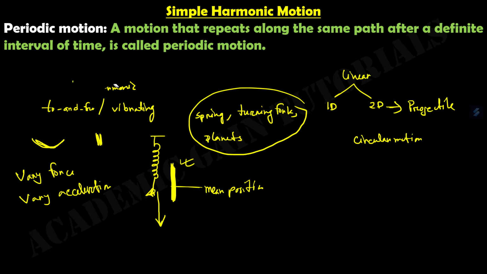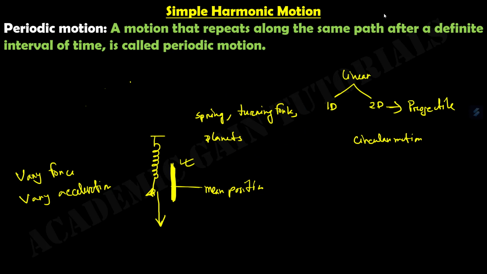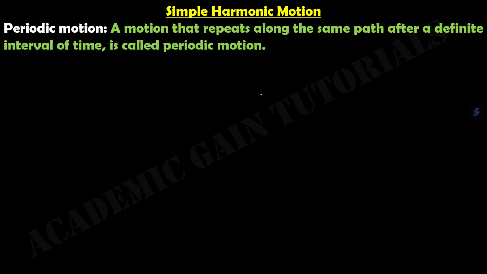Now let us talk about the definition of periodic motion. First of all, we have to know the definition of periodic motion. Periodic motion says that a motion that repeats along the same path after a definite interval of time is called periodic motion.